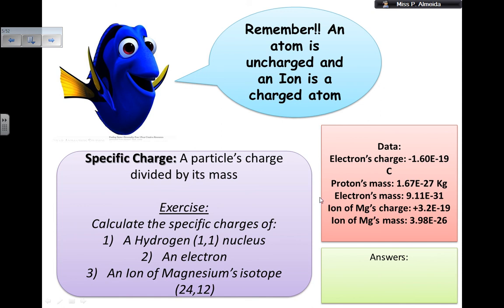So give it a go, try the exercises, and you will know you have them right if your answers are, for number 1, 9.58 times 10 to the power of 7, and the units are coulomb, the charge, divided by kilograms, which is mass, okay? For number 2, the answer would be 1.76 times 10 to the power of 11, again, coulomb per kilogram. You always need to state the units. And finally, for the ion of magnesium, you would have 8.04 times 10 to the power of 6, and again coulomb, a big C in there, divided by kilogram, okay?